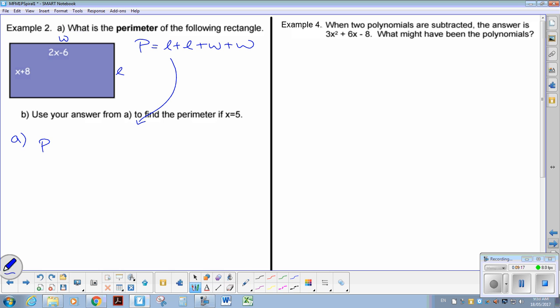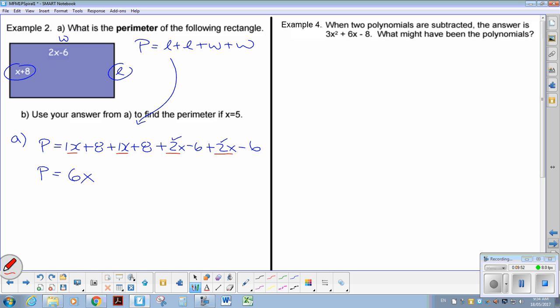So that means perimeter would equal x plus 8 plus x plus 8. All right, so I did my 2 lengths, length plus length. Now I'll do my widths, 2x minus 6 plus 2x minus 6. Where are my like terms? I have an x, x, x, x. So that means I have 1 plus 1 is 2, plus 2 is 4, plus 2 is 6. So I have 6 x's.